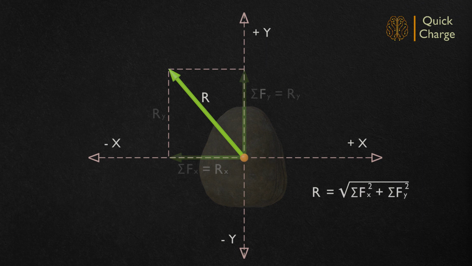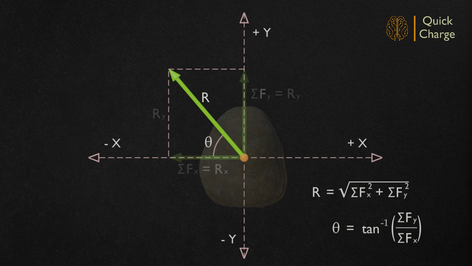Let us assume that the resultant force R is making an angle theta with the horizontal axis. From the geometry, tan theta is Ry divided by Rx, which is same as sigma Fy divided by sigma Fx. And the orientation of the resultant with horizontal axis would be theta equals tan inverse of sigma Fy divided by sigma Fx. Now we have estimated the magnitude and direction of the resultant force.